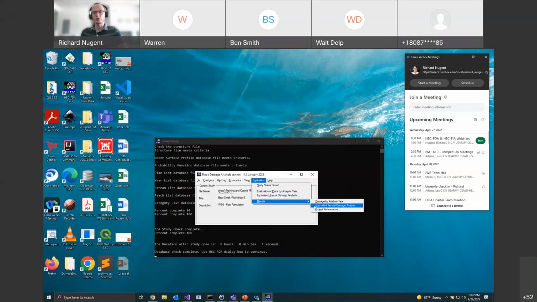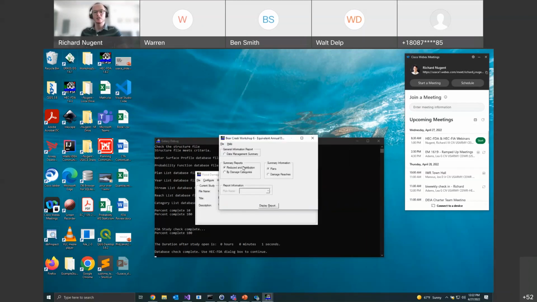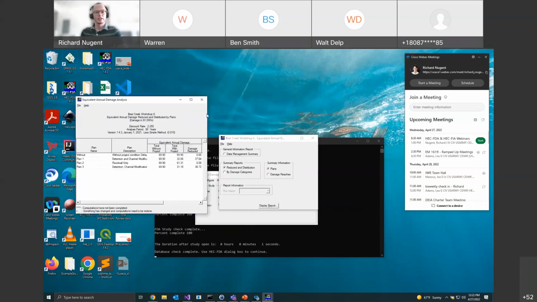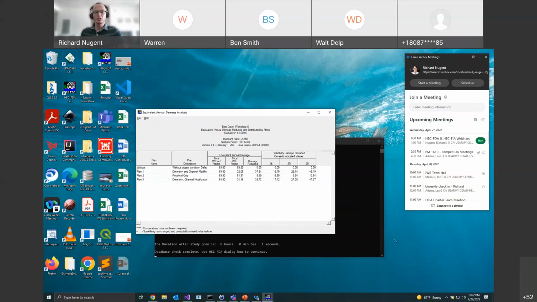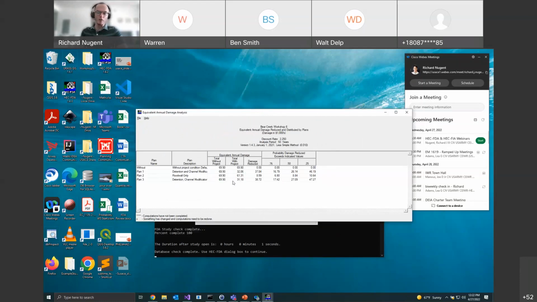Under evaluation results, we can go to equivalent annual damage analysis. Let's look at the reduced distribution for the plans. And here we have without project equivalent annual damage, with project equivalent annual damage, the difference between the two, which identifies the benefits, and the distribution of the difference between the two.